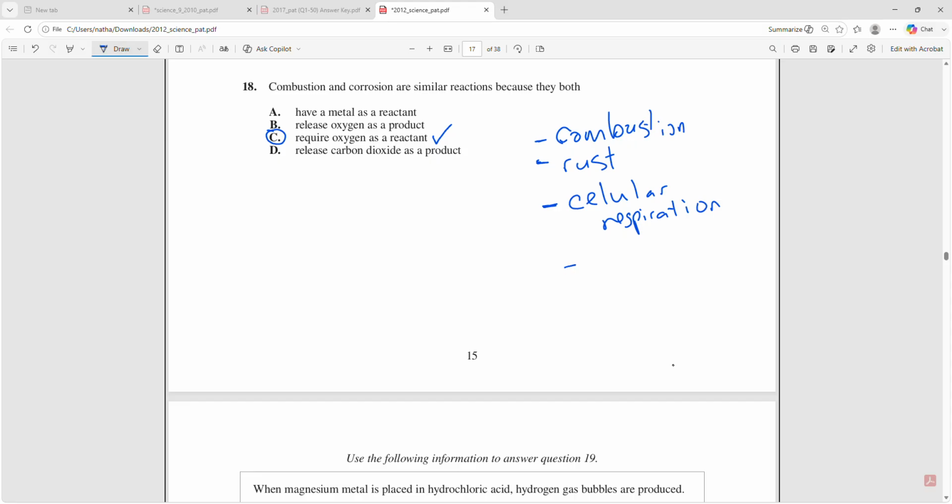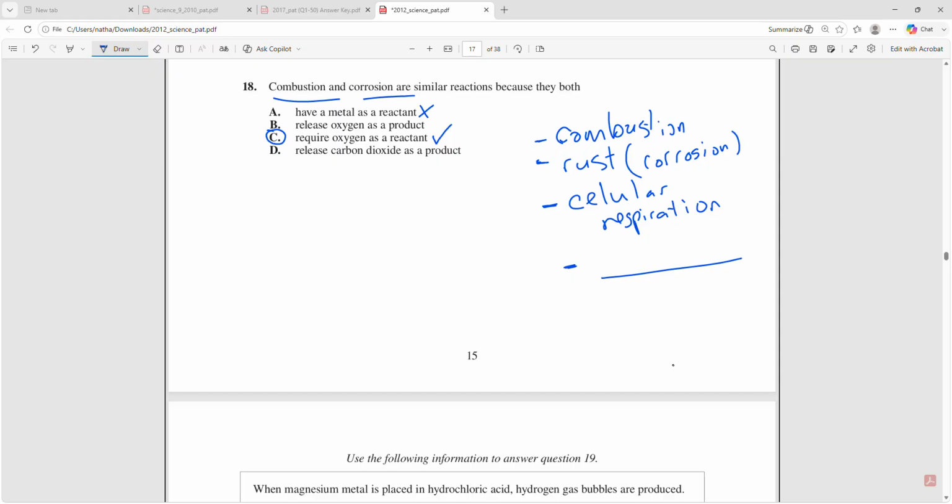What else? What was the other one? I'm forgetting one right now. Combustion, rust, cellular respiration. Luckily for this question, we don't need to list them all, but anyway, combustion and corrosion. Sorry, rust is the result of corrosion. So combustion and corrosion are similar because they both require oxygen. Have metal as a reactant? Corrosion does, but combustion doesn't. We could burn wood. We're not typically burning metal.